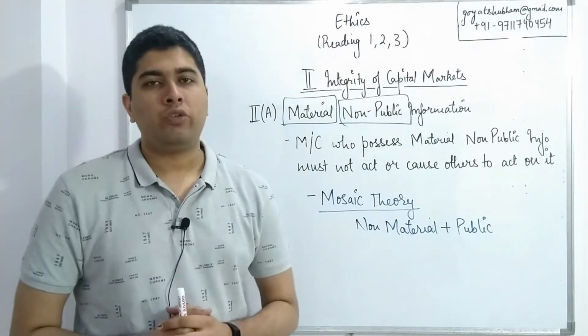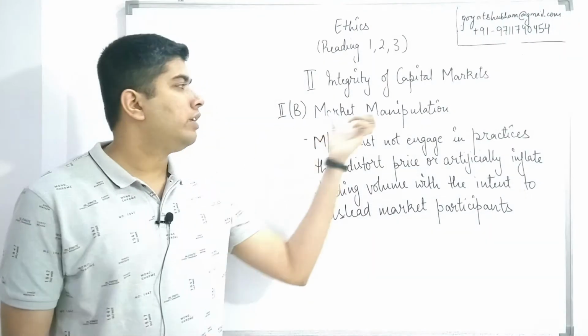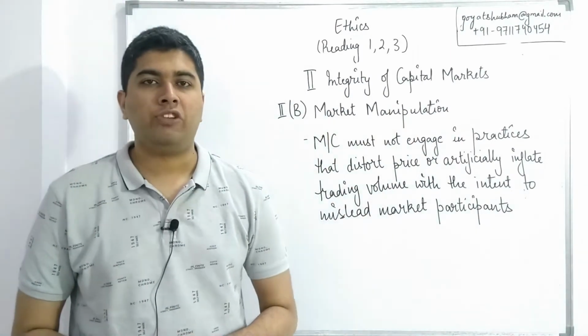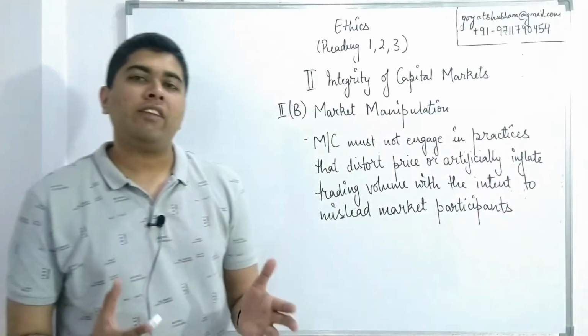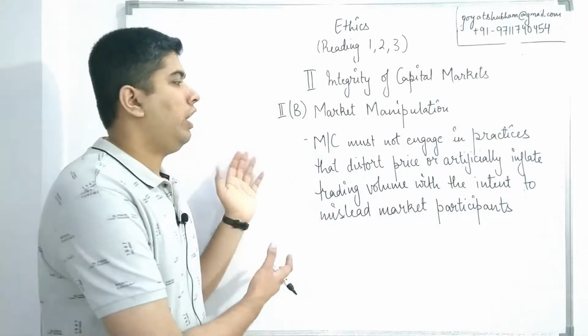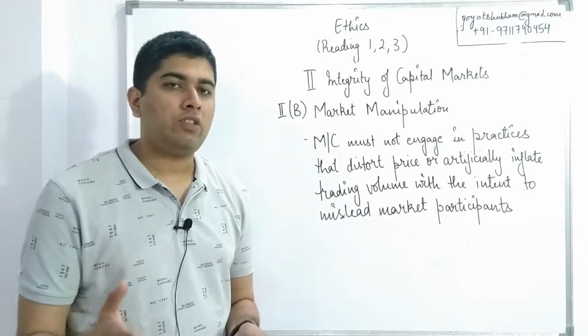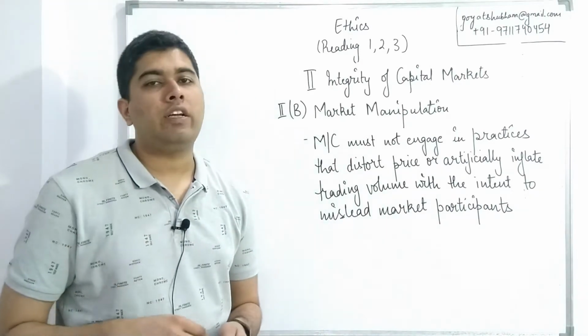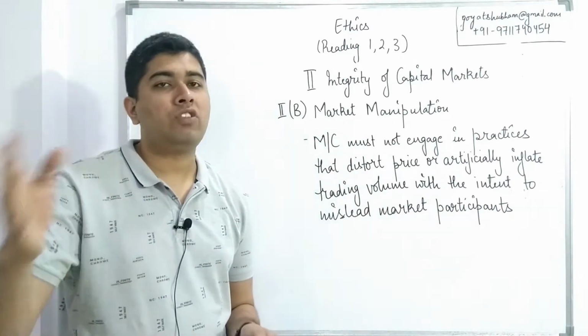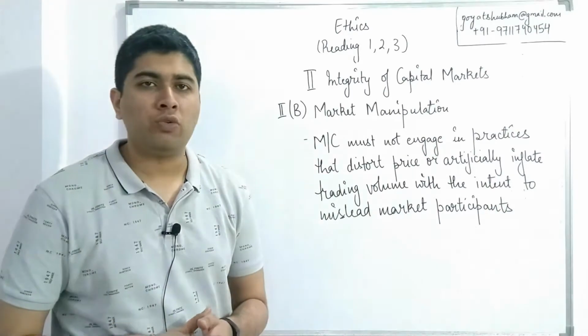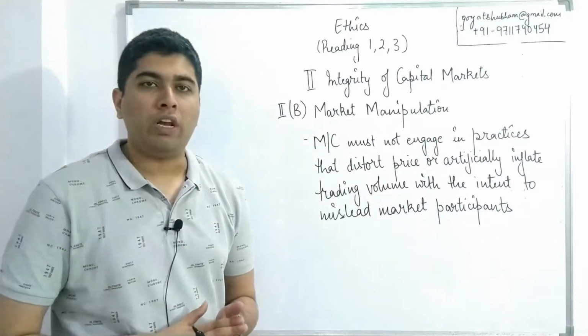Now let's move on to 2B. Standard 2B is talking about market manipulation. The standard is relatively straightforward, and so is the language. In fact, this language is exactly what is given in the Code of Ethics and Standards Handbook, which I have linked in the description. That handbook is the official language as given by the CFA Institute. You can refer to that as well.